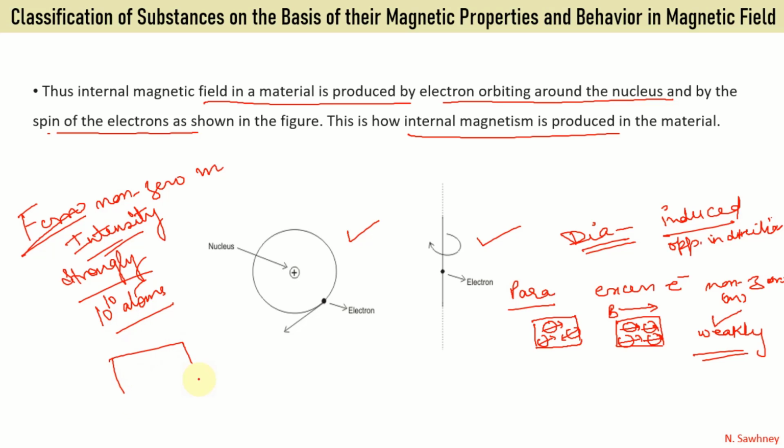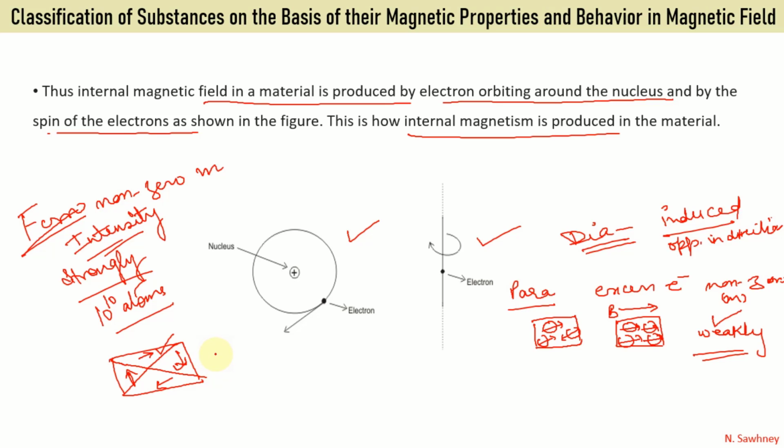Suppose there are a number of domains, I am representing only 4. The magnetic moments are aligned opposite to the direction of the neighboring domain. Therefore, each domain is in magnetic saturation, or each domain is a strong magnet. But in the normal state, when we combine all the domains, they are randomly distributed, so their resultant moment is zero.